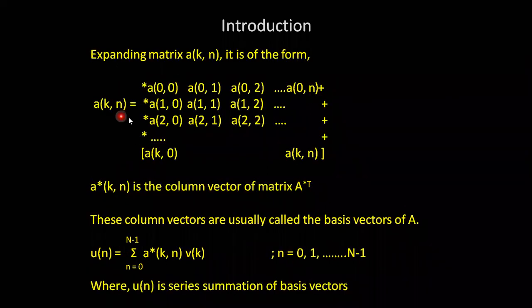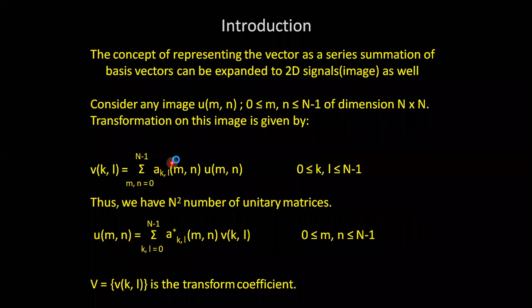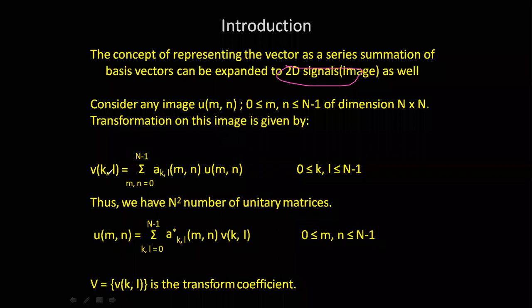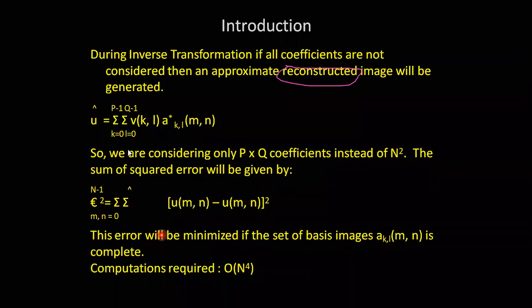So a of k comma n is a matrix format we can expand. The first row is row 0, next the first row, second, third, up to k rows. So this expansion of v of k is a two-dimensional one. So we can expect a two-dimensional signal. In two dimensions, we are going to expect both m and n, where k and l are represented to maintain the sequence. That's why we are going to get n square unitary matrices. If it is m by n, matrices; if it is n by n, square. So these are two-dimensional matrices we can expect. So u will be like this.